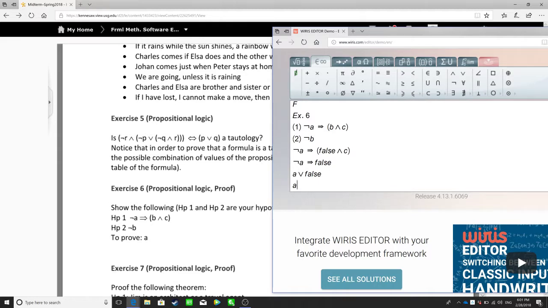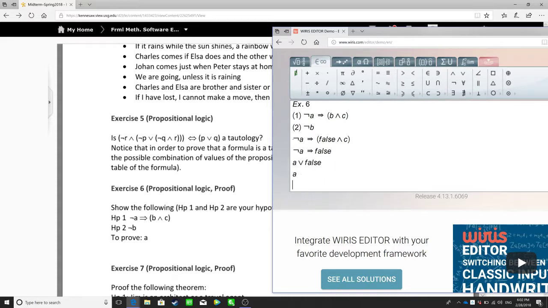A or false, which stands as A. So anything or false can be deduced to that thing, right? That's a rule. That's the OR 3 rule. Which rule is that? I don't have that. All three? Yeah. So this is actually OR 3 from this step to here. OR 3. Okay.